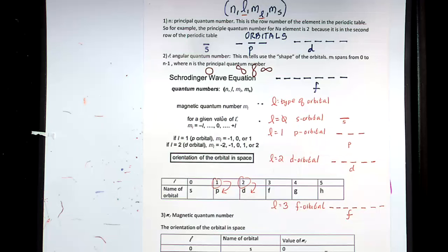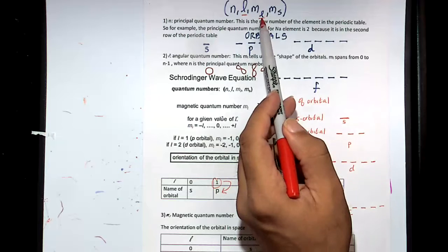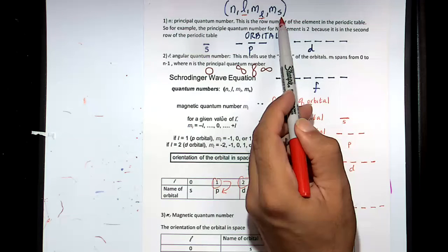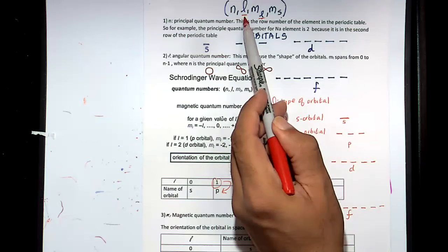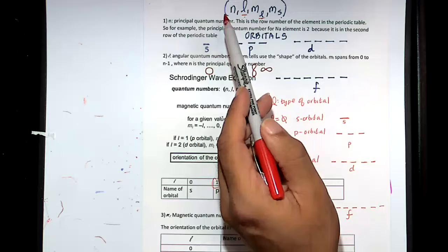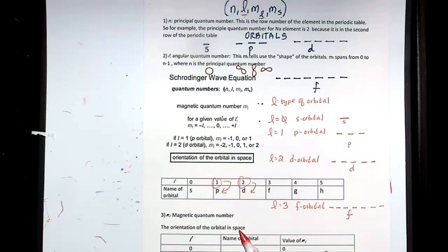Well, let's just. M sub L is called a magnetic quantum number. This is the spin quantum number. L is the angular momentum quantum number. You don't have to know these specific words, but I'm just telling you the specific names they give these quantum numbers.